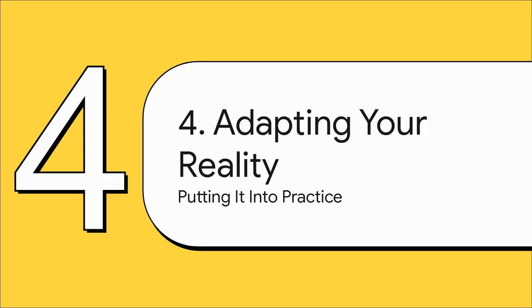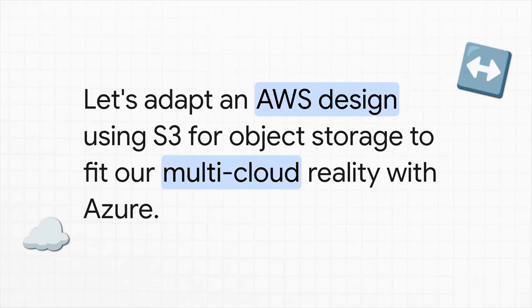All right, theory time is over. Let's make this real. In section 4, we are putting this whole process into practice with a super common example. So let's say we found that perfect AWS diagram, and it's using Amazon S3 for its object storage. But our company has a strategic partnership with Microsoft, and we want to use Azure services where it makes sense. So we're going to apply our 3-step process right now to adapt this thing.